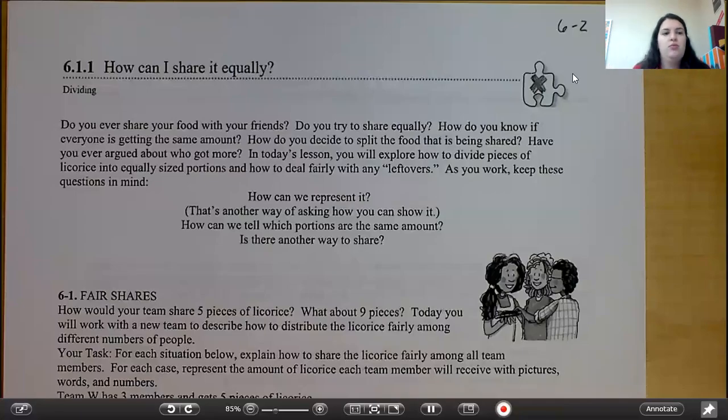Hi everyone, I'm here with your 6-11 lesson, How Can I Share It Equally? We're going to work with dividing now.